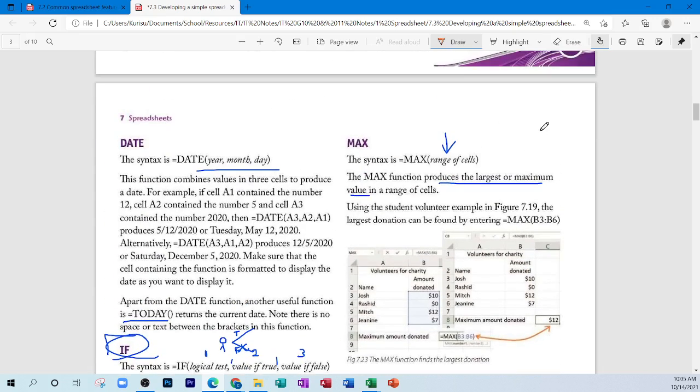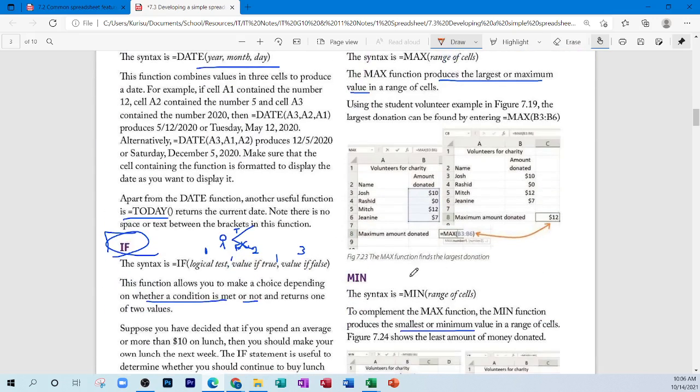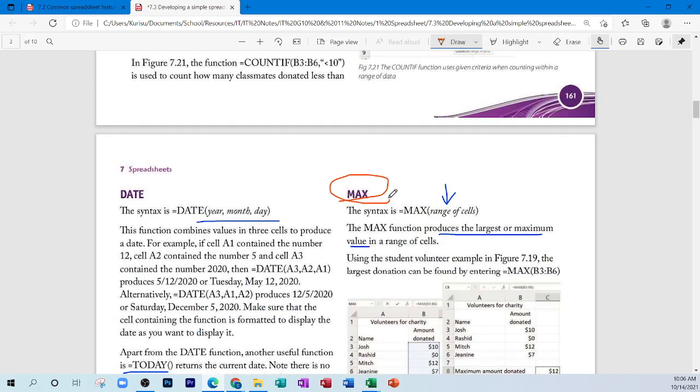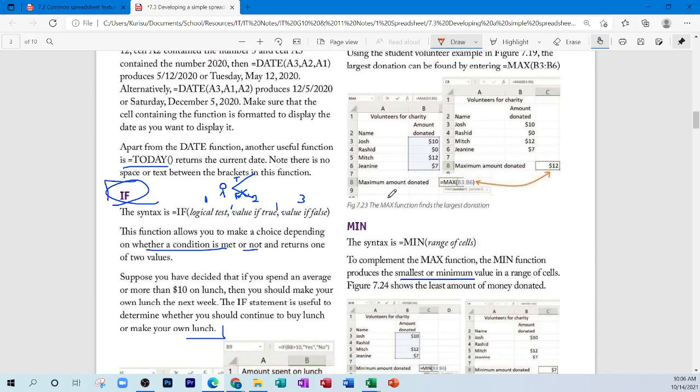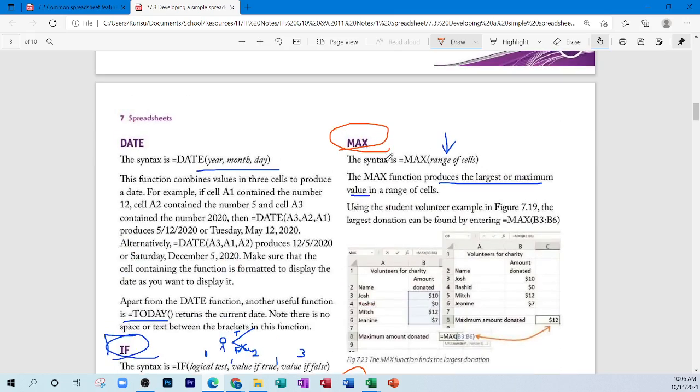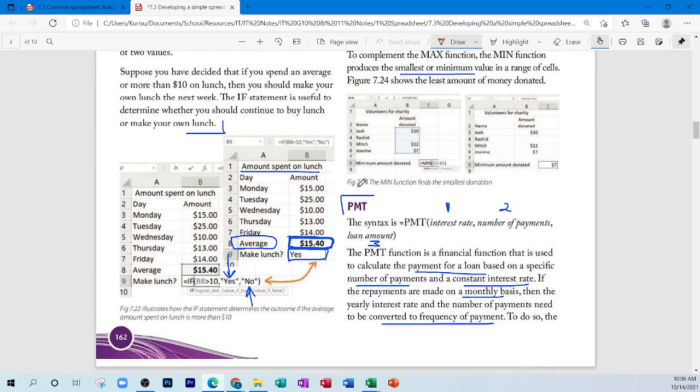We looked at max, which gives us the maximum value, and min, which gives us the minimum value. Please remember the exact name. It's not maximum, it's not minimum, it's min and max. That's important to remember because some of you might get confused and say minimum and maximum.